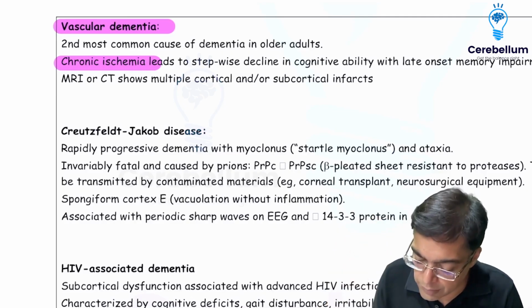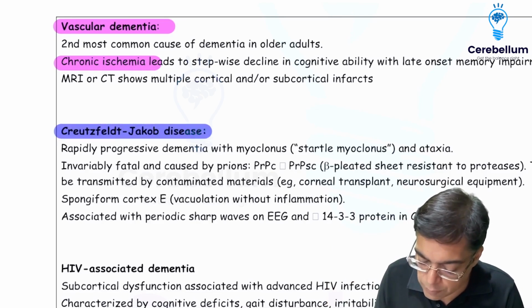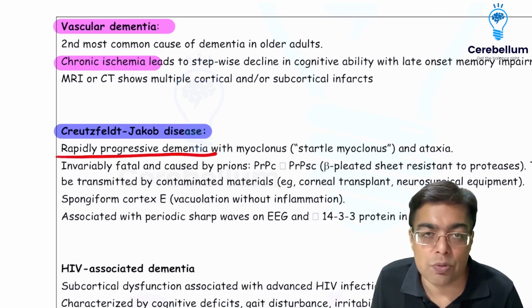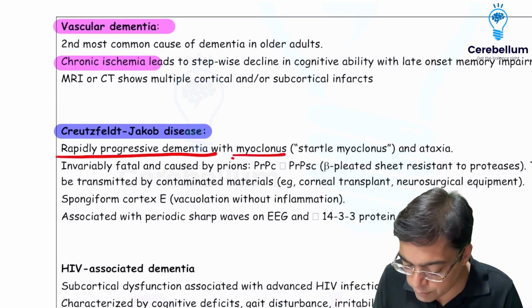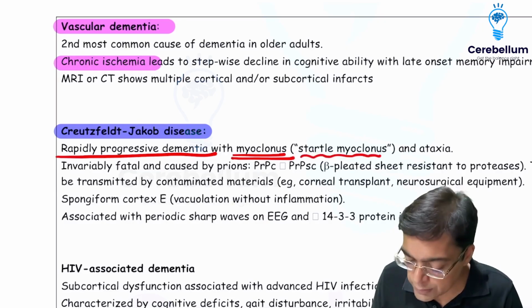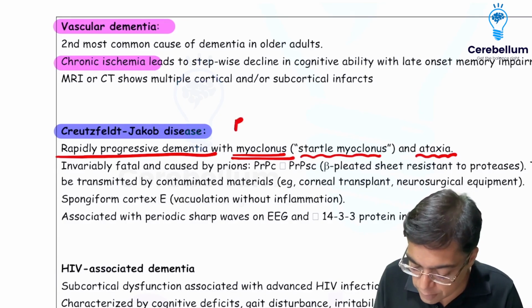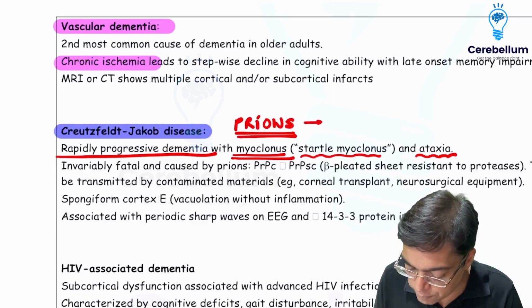Right? Whenever we are making a mention of a condition that is given the name of Creutzfeldt-Jakob disease, it's an example of a condition that is characterized by rapidly progressive dementia. That's the sad part of the story. Rapidly progressive dementia, which is also associated with myoclonus. So that kind of a myoclonus is going to be given the name of startle myoclonus, and it is also going to be having a finding like ataxia. The problem that we have in these kind of patients is an example of a prion disease.